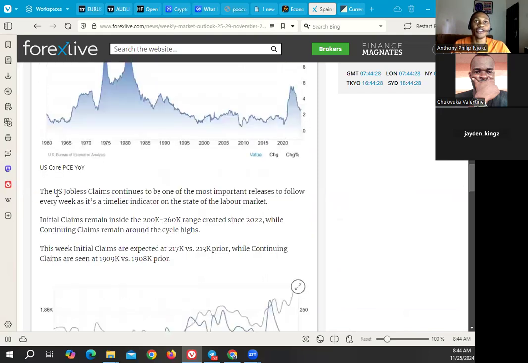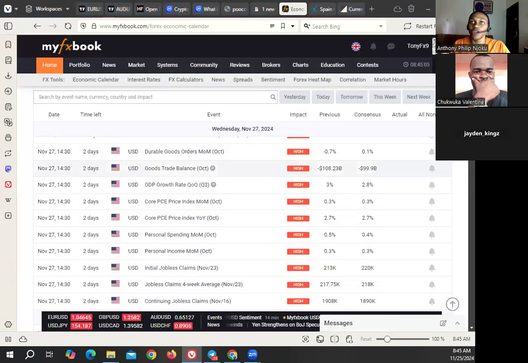On Wednesday, they said the US jobless claims continue to be one of the most important releases to follow. So every other thing there would not be that impactful. Every week it's a timely indicator on the state of the labor market. Initial claims remain inside the 200K to 260K range created since 2022, while continuing claims remain around the cycle highs. This week, initial claims are expected at 217K versus 213K prior, while continuing claims are seen at 1,909K versus 1,908K.